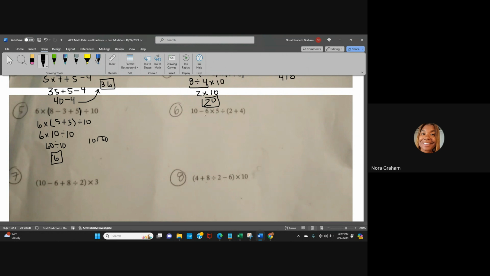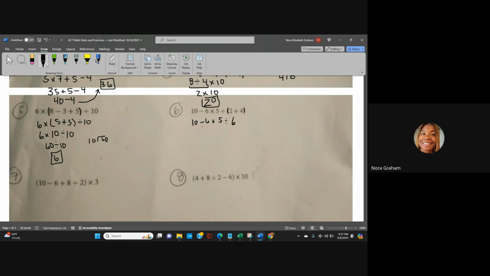So this one, 10 minus 6 times 5 divided by, in parentheses, 2 plus 4. For this one, let's do our parentheses first, and everything comes along for the ride. So I'm going to show all my work. 10 minus 6 times 5 and then divided by, my parentheses are going to go away because I just have addition. 2 plus 4, it's 4, 5, 6.